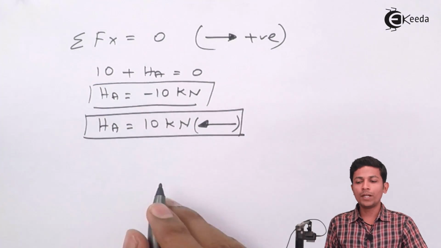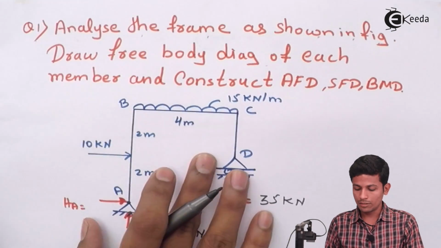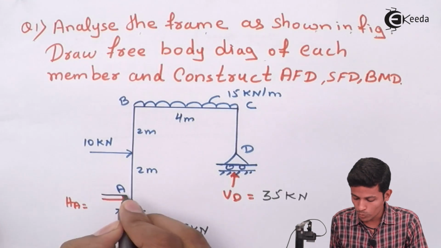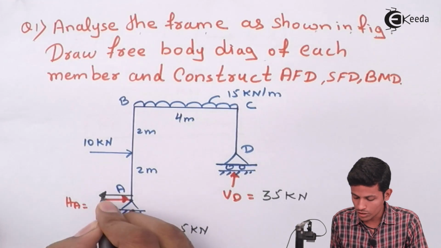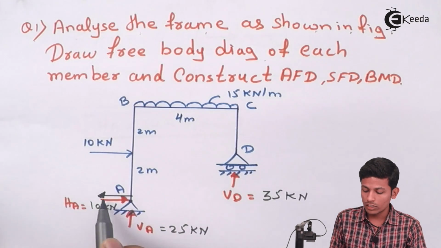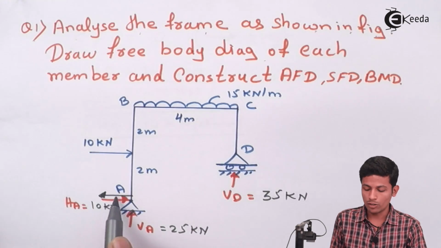So just simply, if you get a negative value, just reverse the sign convention. We were taking this one over here, just take the original one over here. This is your original one. HA will be 10 kilonewton. Now in the diagram you can follow this sign convention, not this one. You can follow this force only, this black one, not the red one.